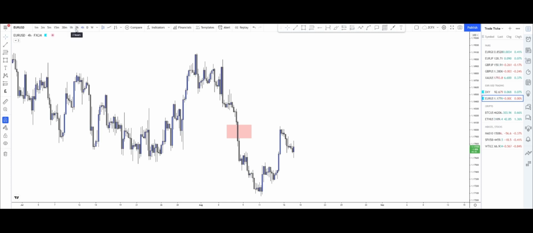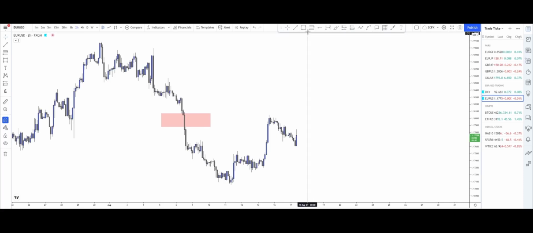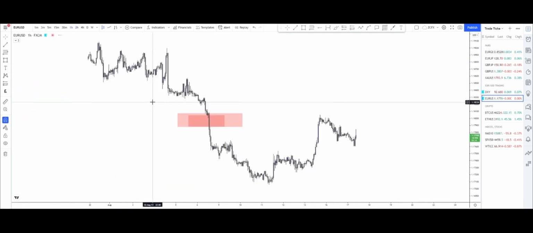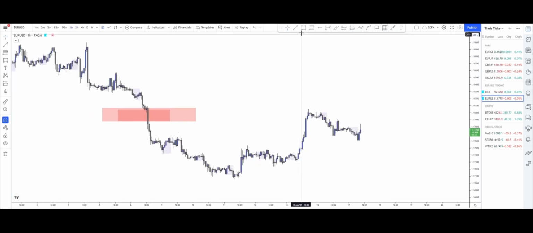And simply what we do is we go down the lower time frames. I'm going to go to the 2 hour time frame. As you can see, we're still within this imbalance, right? But now it's just a bit refined. Again, go down to the 1 hour time frame. What can we see? We can still see an imbalance in price.